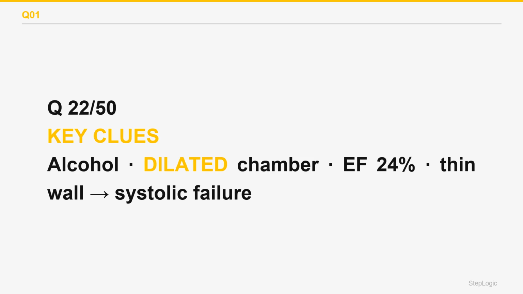As here, with alcohol among its classic causes alongside viral myocarditis, doxorubicin, peripartum cardiomyopathy, and thiamine deficiency. Hypertrophic and restrictive are both primarily diastolic. The ventricle cannot relax and fill properly, but contractility and therefore ejection fraction remain normal or even high. An ejection fraction of 24% is incompatible with either.